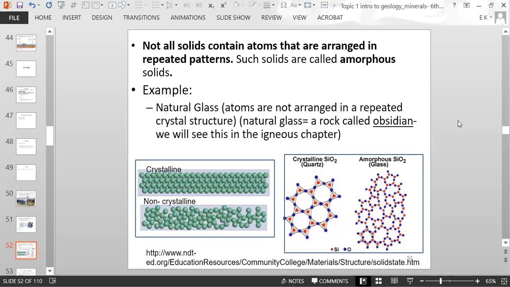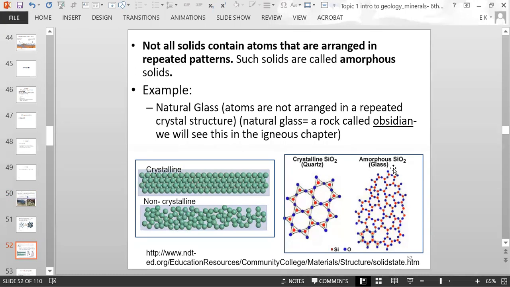So not all solid materials contain atoms arranged in repeated patterns. Solids like that are called amorphous. Amorphous would look like the bottom where it says non-crystalline, where the atoms are more randomly oriented. And then crystalline is more of a structured, repeated pattern. And on the right, you have a similar example: a crystalline repeated pattern, and then an amorphous solid where it's more randomly oriented.